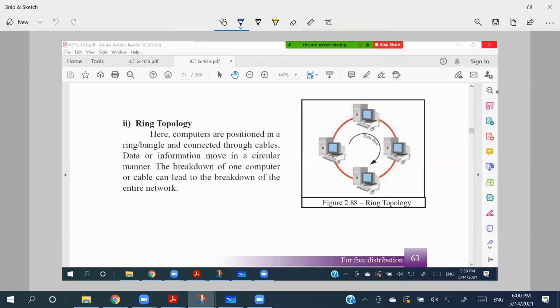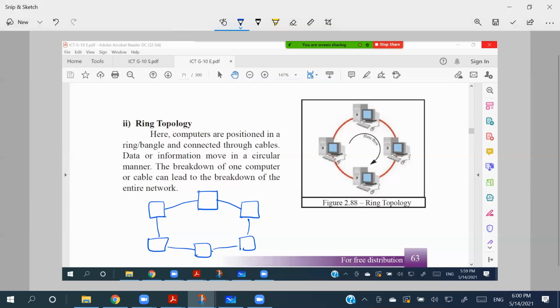So what is the concept? The concept is that a particular device should connect with two other devices from its sides, right? So likewise, each and every device will connect with two other devices. It's just like when we hold hands and make a circle, that particular manner, right?